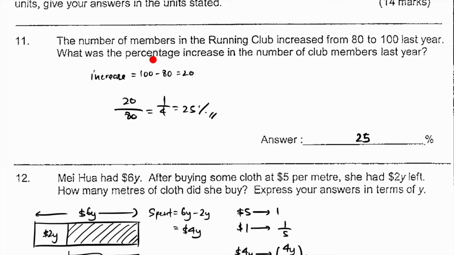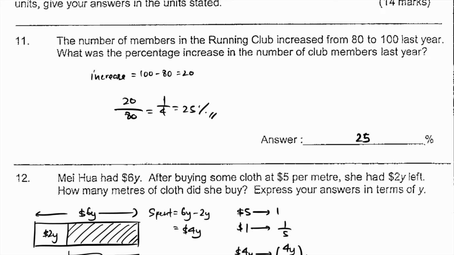Well, we know the numerator is 20 because that's the increase. And what's the denominator now? We're going to look at the members from last year, which was 80. Okay, so it went from 80 to 100. The increase was 20 compared to the previous total of 80.